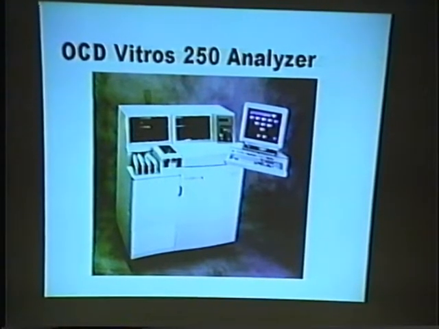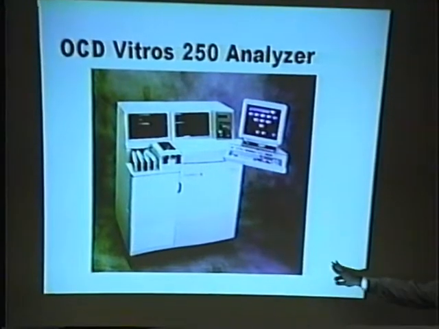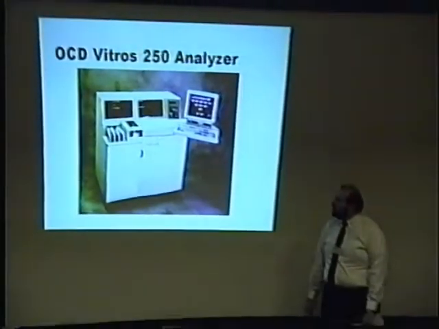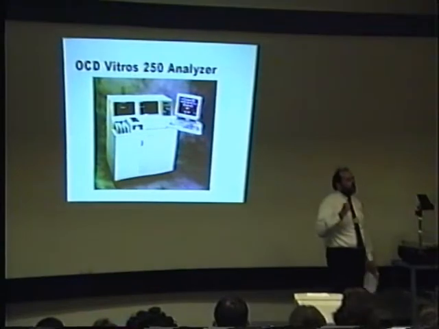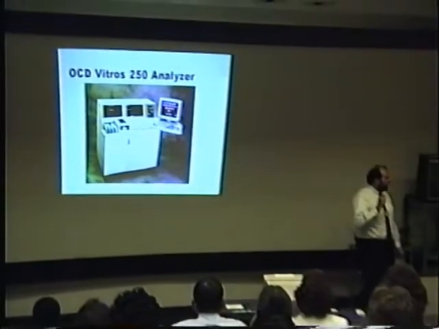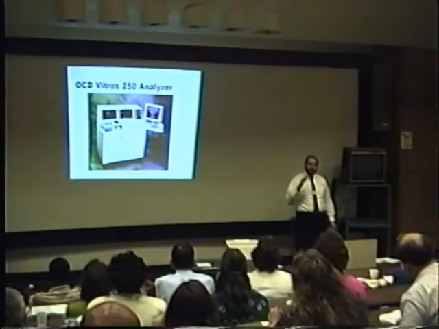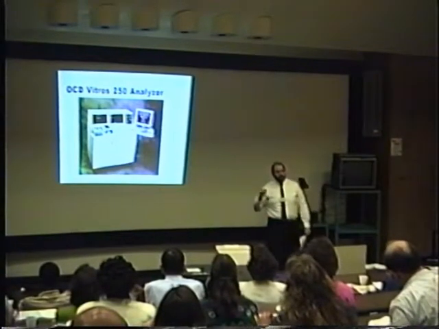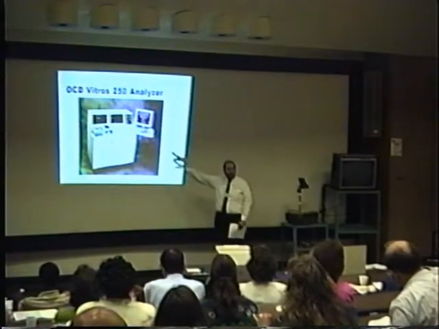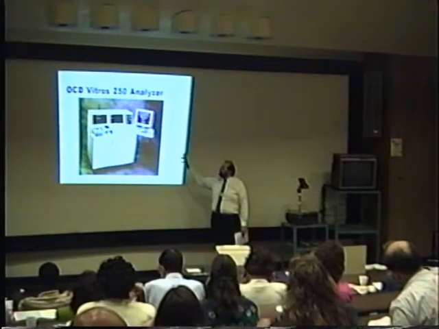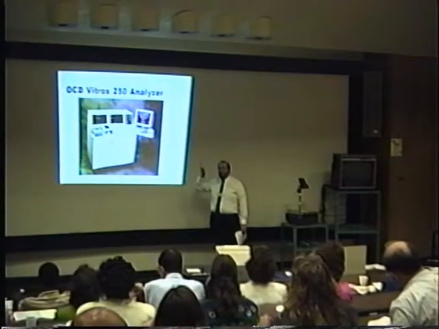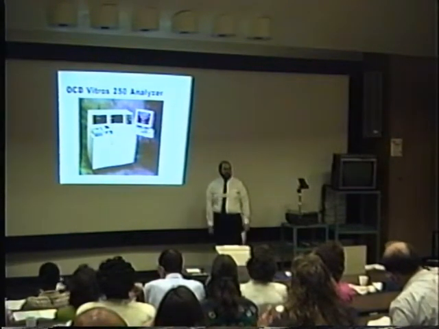This is our Vitros 250 analyzer that runs about 250 tests per hour. One of the technologies is that your blood sample is spun down and separated into blood serum, and the blood serum is placed in a test tube on this analyzer. The lab technician punches in what tests are desired, and the analyzer does the rest.